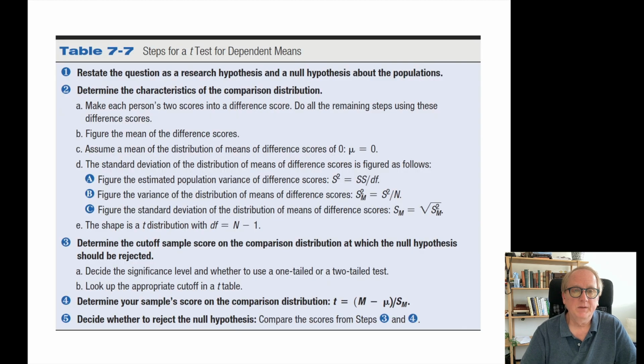Here's a nice little summary table that takes you again through the 5 steps. Remember, number 1 is to restate the question as a research hypothesis and a null hypothesis. And then we had this whole thing about determining the characteristics of the comparison distribution. Notice that in the figures listed here, we don't actually have that subscript diff, like the way I wrote little diff in there before, but it's now about different scores. And so all of that you see here works the same as when we had a single sample t-test. So the t-test for dependent means and the single sample t-test have basically the same logic. It's just that here in the dependent means t-test, we're looking at differences between the 2 scores.